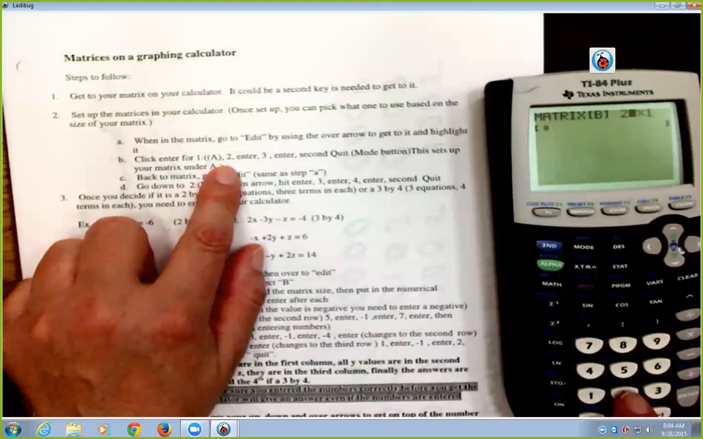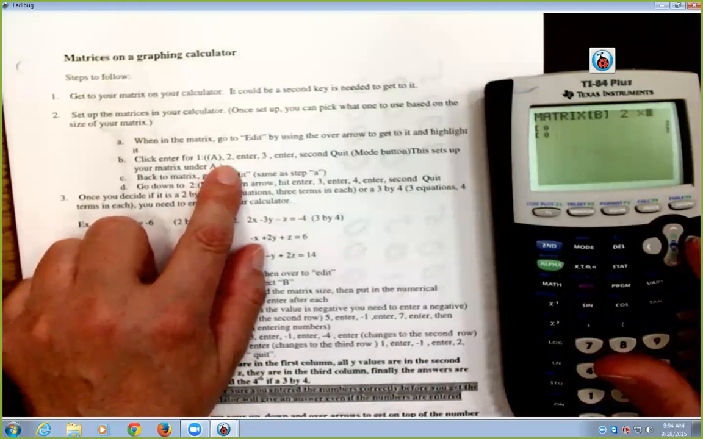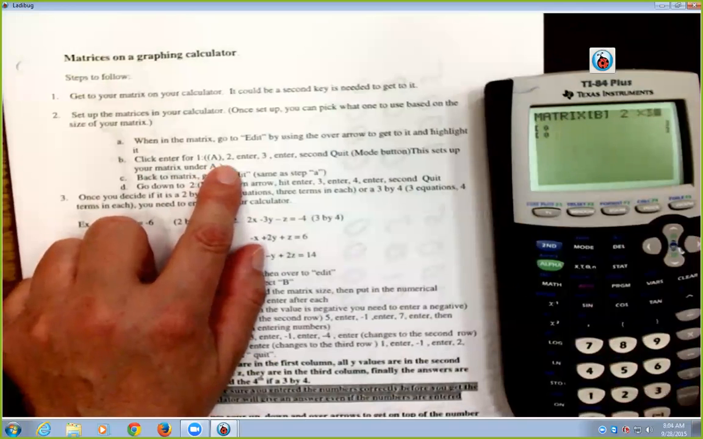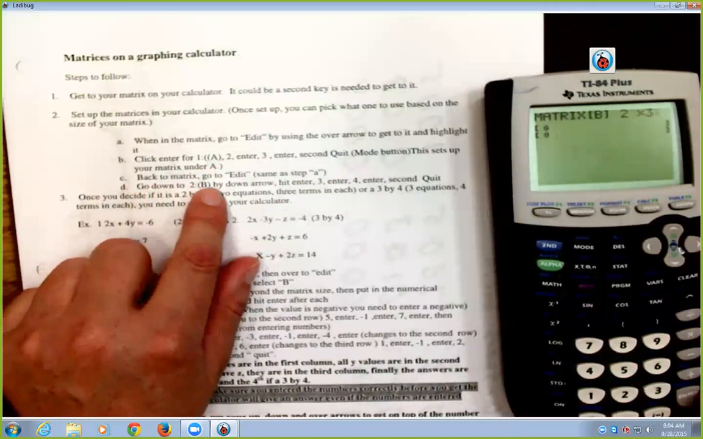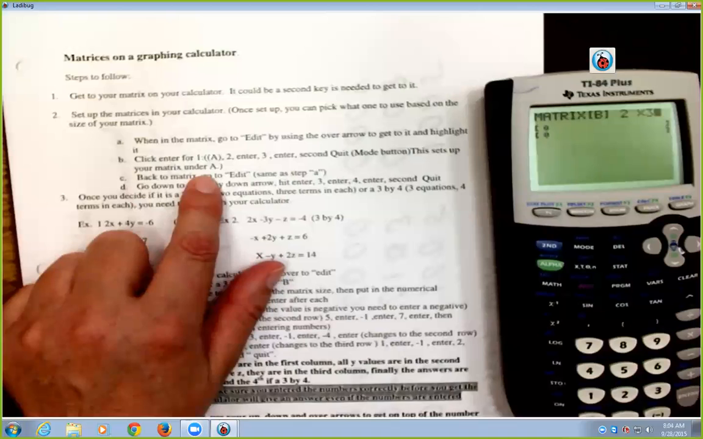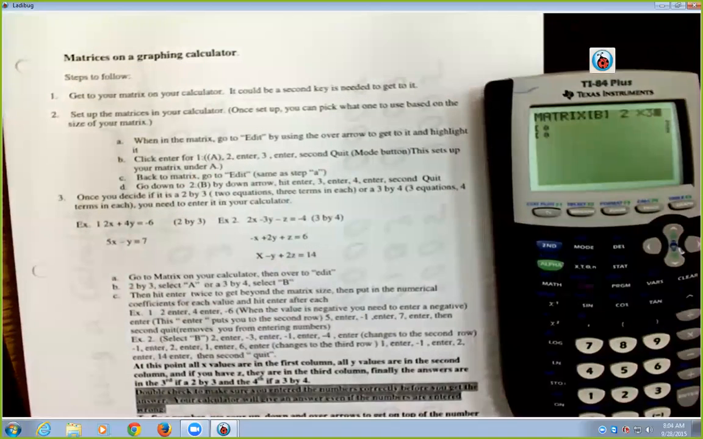So all I did was hit the 2 and it goes to that. Everybody got that? And then I'm going to go over arrow, and I'm going to hit a 3. And so, hit enter at that point. And then I am going to go back to edit it, and I'm going to get that under A. Now this is a 2 by 3, what we've been solving using algebra.